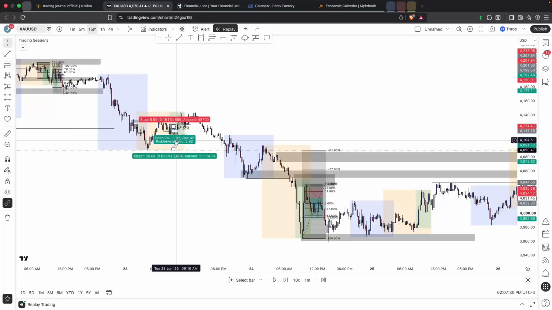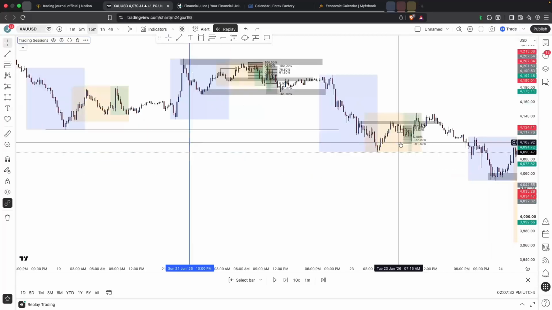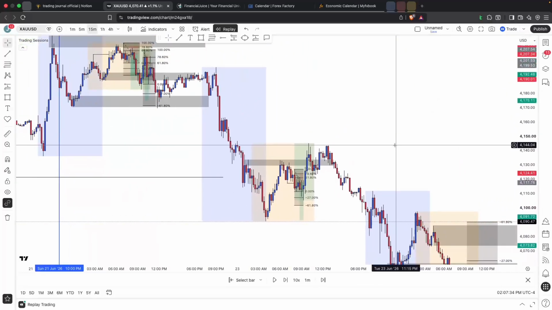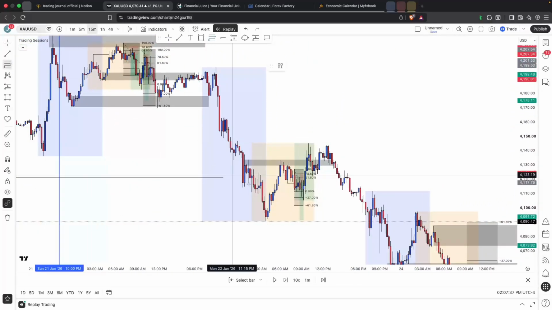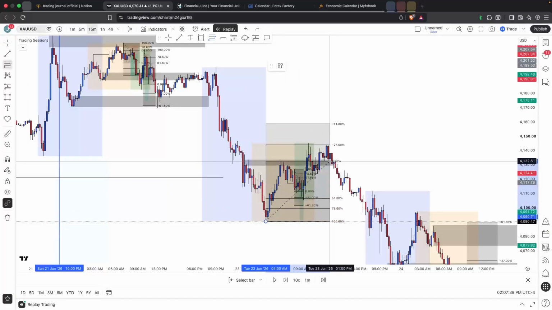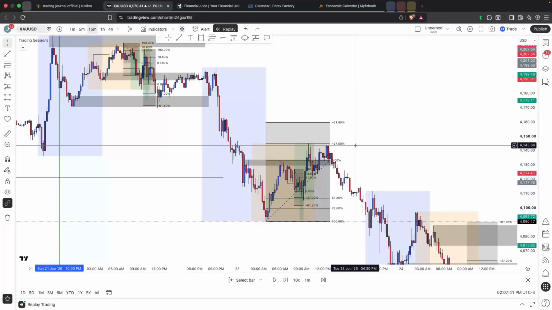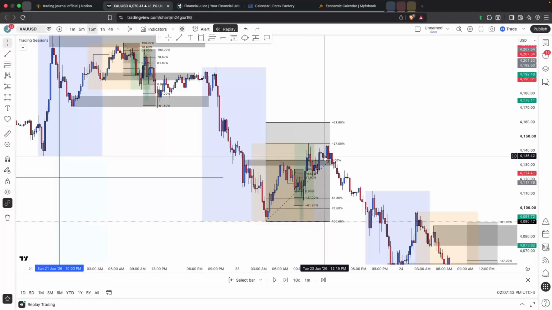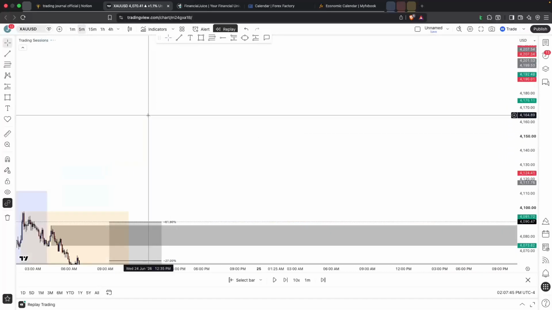Should have had my TP lower. Honestly, I don't know what I was expecting. Maybe if we even look, I doubt it. I highly doubt price got to 61.8 from that. Wow, it did. And then it went straight to negative 27. I didn't even peep that. That's crazy.